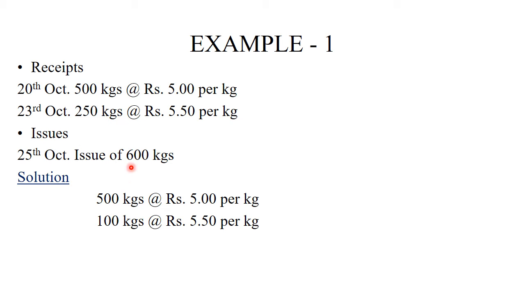and later from the 250 kilograms, we need how much? 100 as a balance of 600. So you get 100 kilograms at rupees 5.50 per kg. So this is the total requirement of material. So this will be the solution for our question.